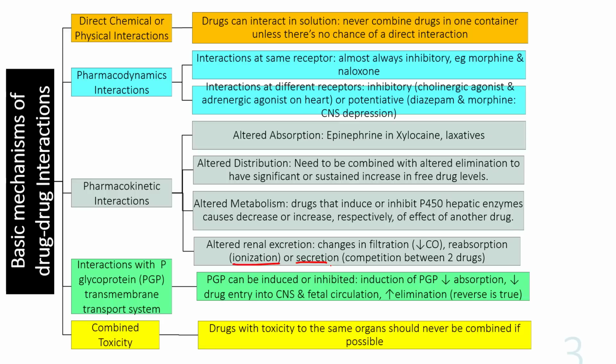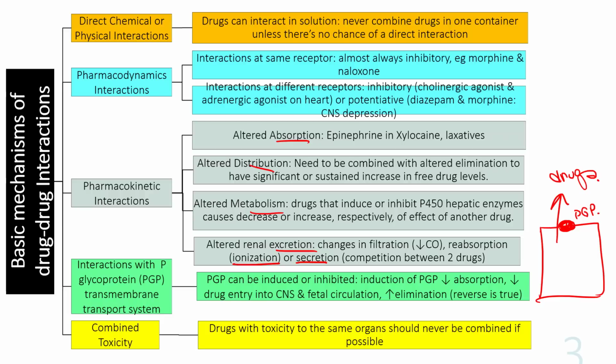So again, you can see here that you've got all 4 processes of pharmacokinetics, and each of them can be altered by the interaction of 2 or more drugs. The other thing is that there are transmembrane transport proteins. So what you've got here is a cell and a transport protein, and the transport protein is called the P-glycoprotein. The P-glycoprotein is involved in transporting drugs out of the cell.